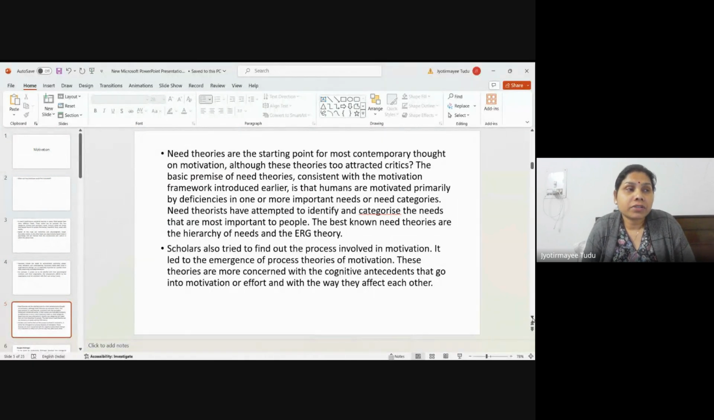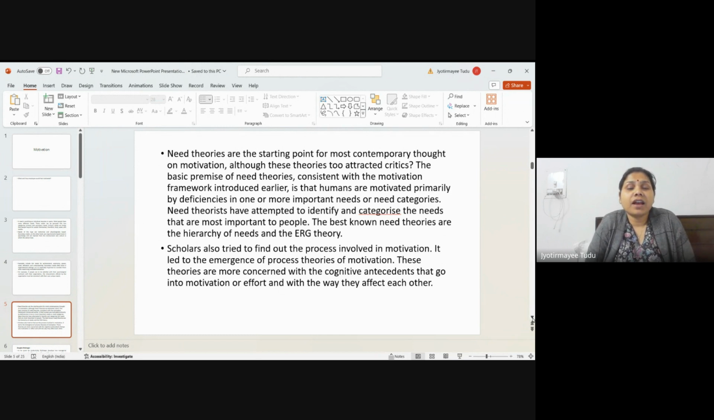Management is very much interested in learning how the motivation of their employees can be enhanced, because they seriously think about the productivity that finally needs to be achieved. So the employees need to be motivated to achieve productivity. That's why need theories shape the contemporary thought on motivation, irrespective of their critics. The basic premise of need theory, consistent with the motivation framework introduced earlier, is that humans are motivated primarily by deficiencies in one or more important needs or need categories.